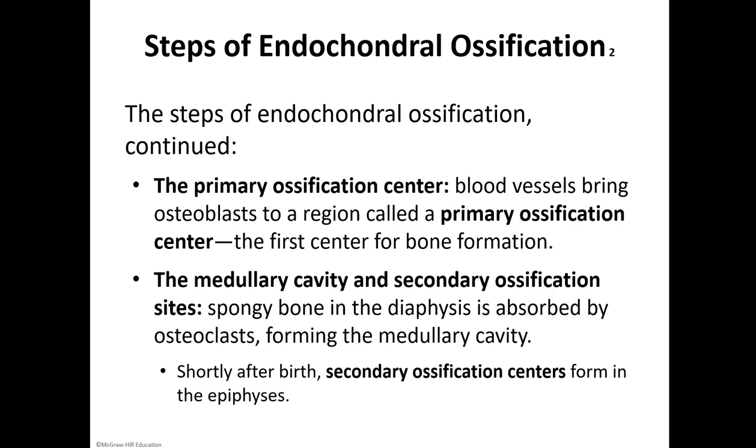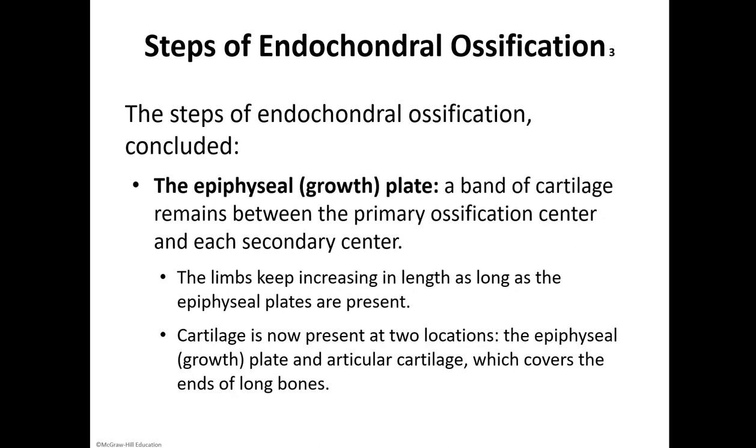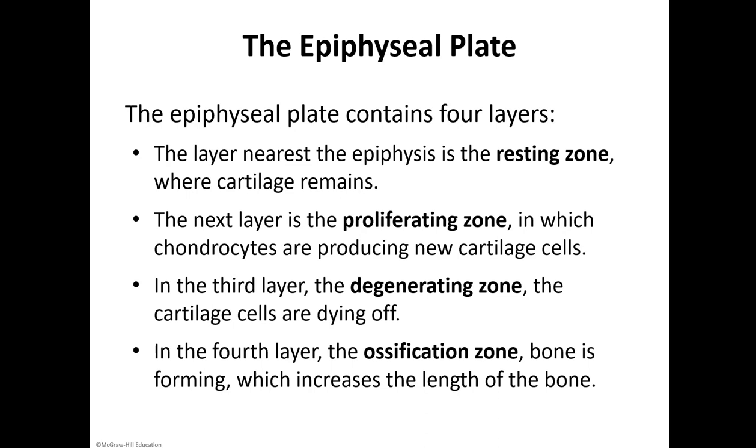Shortly after birth, the secondary ossification center forms in the epiphysis. The epiphyseal growth plate is a band of cartilage that remains between the primary center and the secondary center. As the limbs keep growing in length, so do these epiphyseal plates. Cartilage is now in two locations: the epiphyseal growth plate and the articular cartilage, which covers the ends of long bones. The epiphyseal plate contains 4 distinct layers.